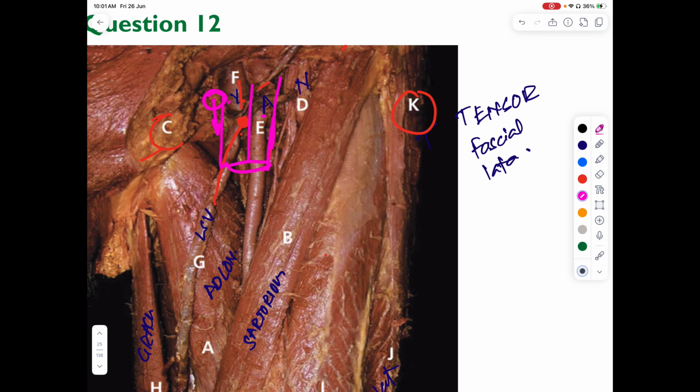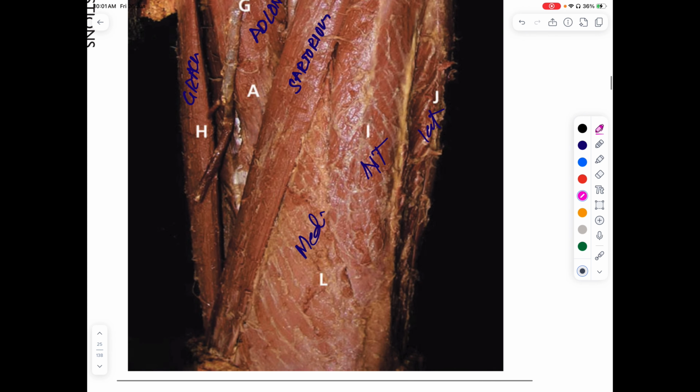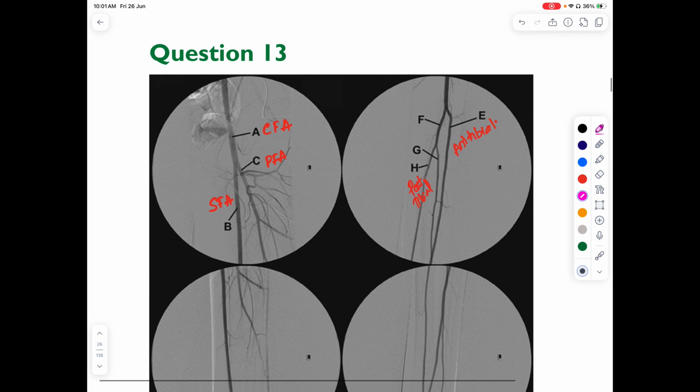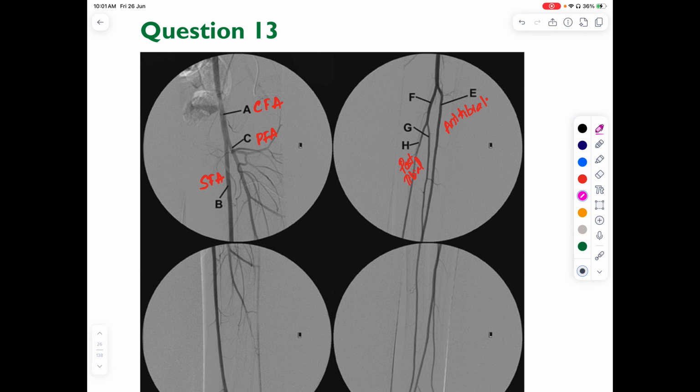Superiorly, the femoral canal opens into the femoral ring. The femoral ring, now this has got boundaries. Anteriorly there will be the inguinal ligament, posteriorly there will be the pectineal ligament, medially there will be the lacunar ligament, and laterally there will be the femoral vein. So you get the picture like this.